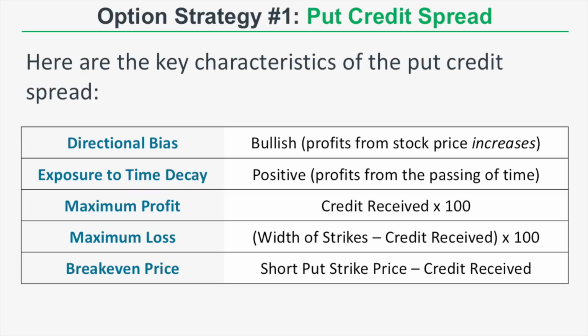And lastly, the break-even price of the strategy is the strike price of the put that you sell minus the credit received. So by collecting a credit, you actually have room to move on the downside, and the stock price can actually be below your short put strike at expiration, and you can still make money. So let's get into an example.